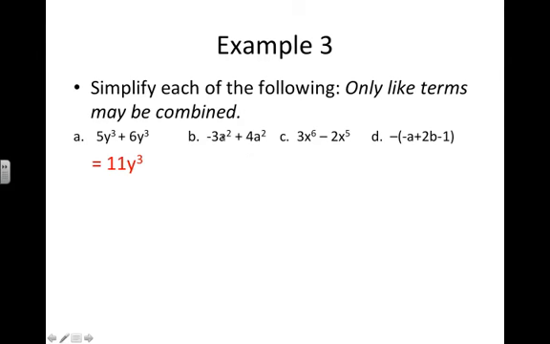Same thing here, we've got negative 3a squared plus 4a squared. They have the same variable and the same power, so we can combine them.